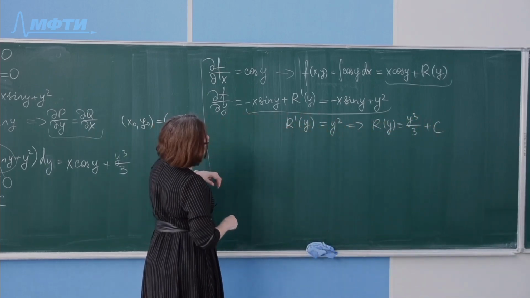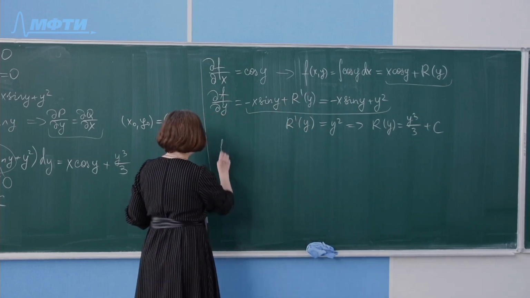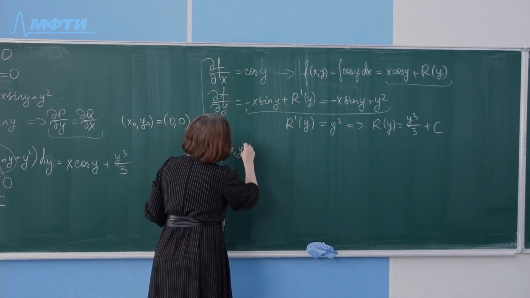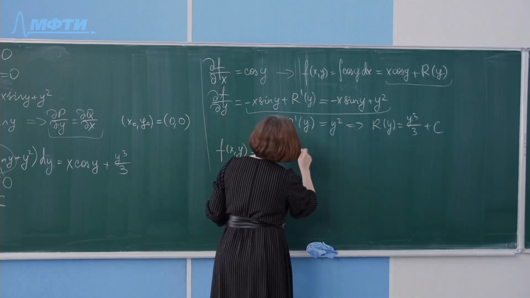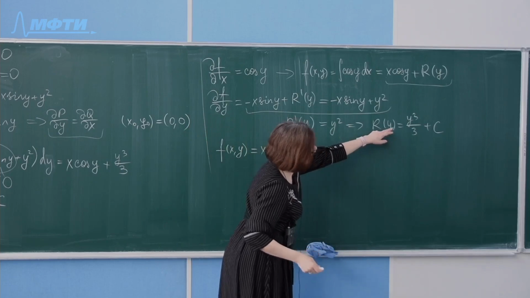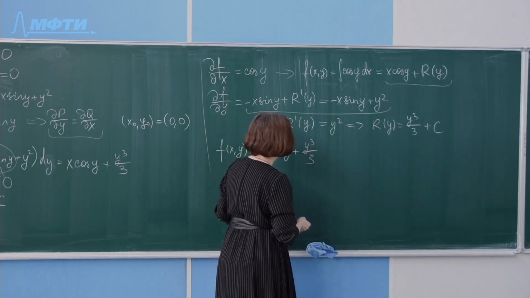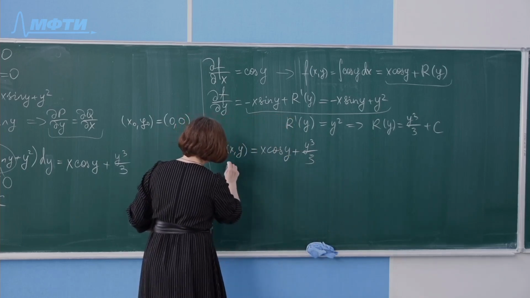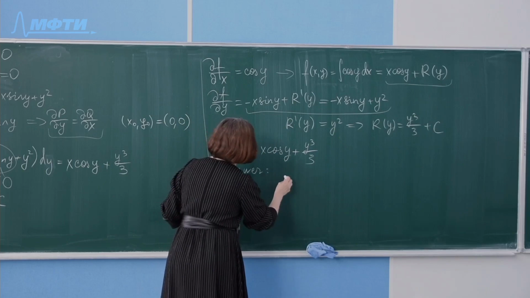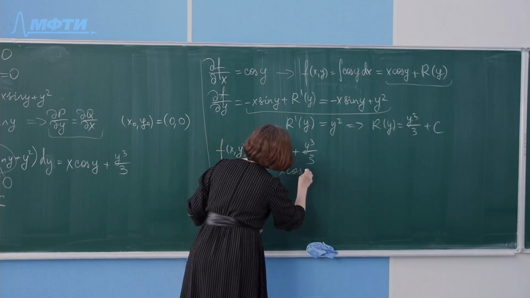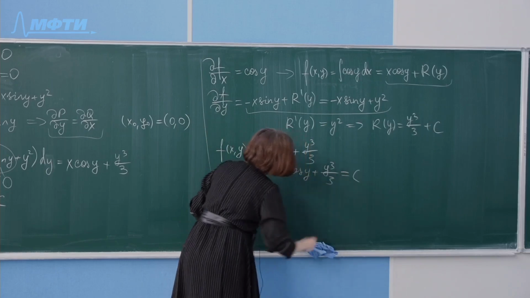So r of y is found, and now our goal is to write a function. F of x, y will be x cos y plus r of y, which is equal to y cubed over 3. Okay, and the answer to the differential equation will be x cos y plus y cubed over 3 equals c, so the same.